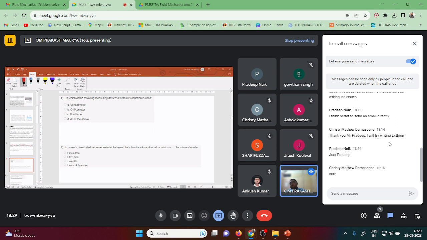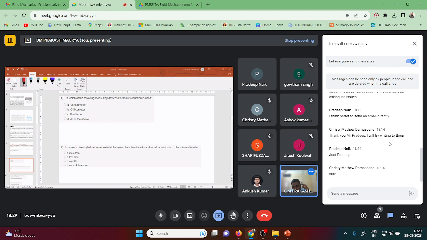So the first question is about in which of the following measuring devices Bernoulli's equation is used: Venturi meter, orifice meter, pitot tube, all of them. Basically, week 5 was about the application of the Bernoulli equation. So this question is about using the Bernoulli's equation.